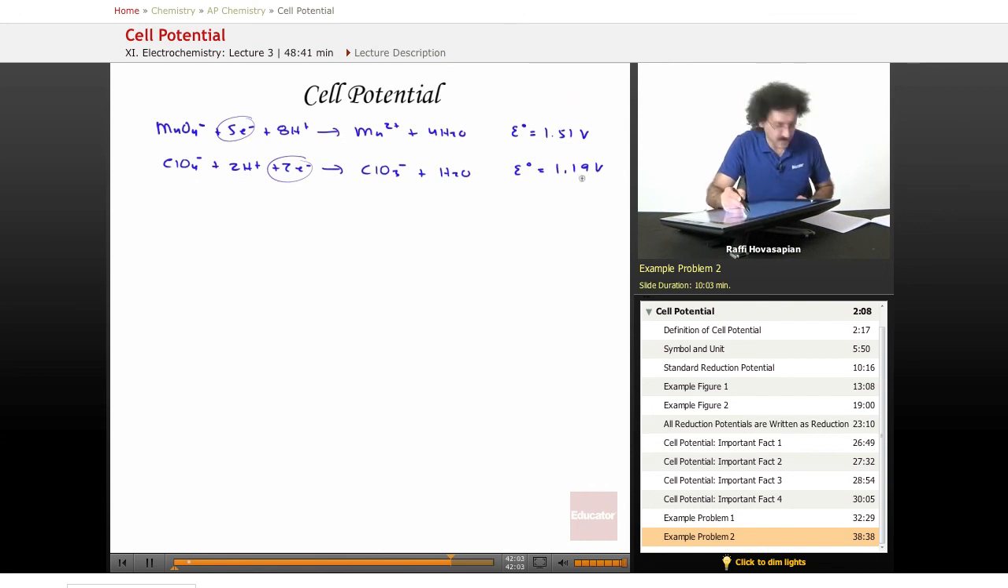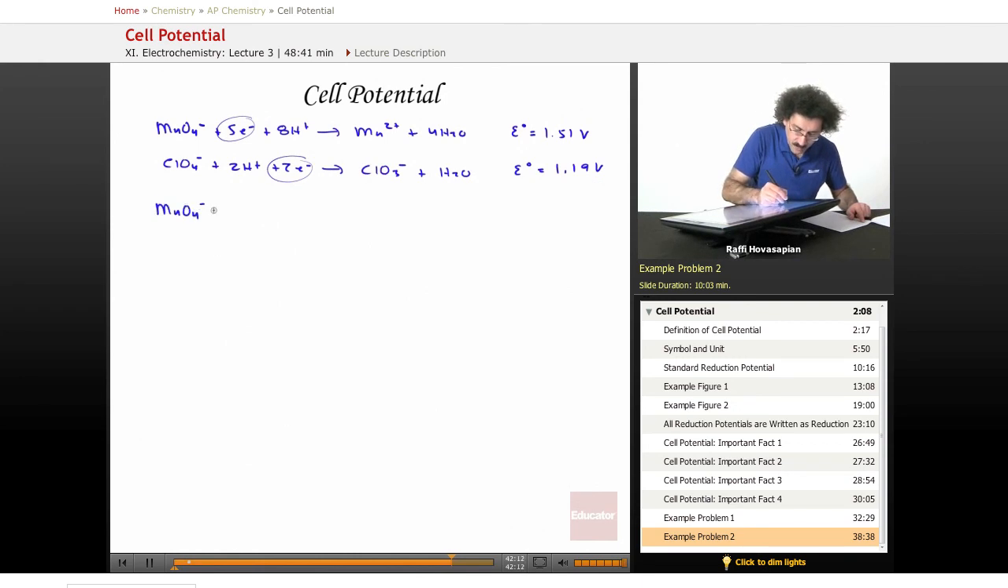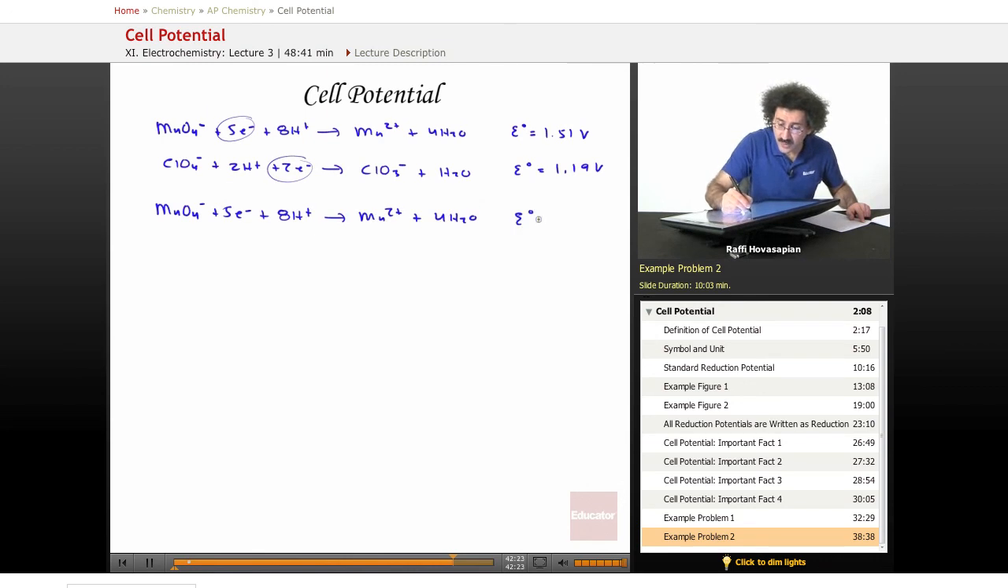So when we do that, we reverse that. Let's do it. We're going to write MnO4 minus plus 5 electrons plus 8 hydrogen ions goes to Mn2 plus plus 4H2O, and we leave the reduction potential as is, equal to 1.51 volts. This one we reverse. We write ClO3 minus plus H2O goes to ClO4 minus plus 2H plus plus 2 electrons, and the reduction potential becomes minus 1.19 volts.